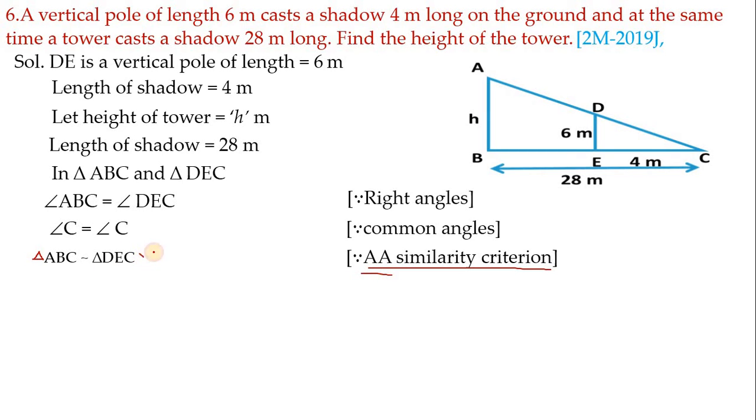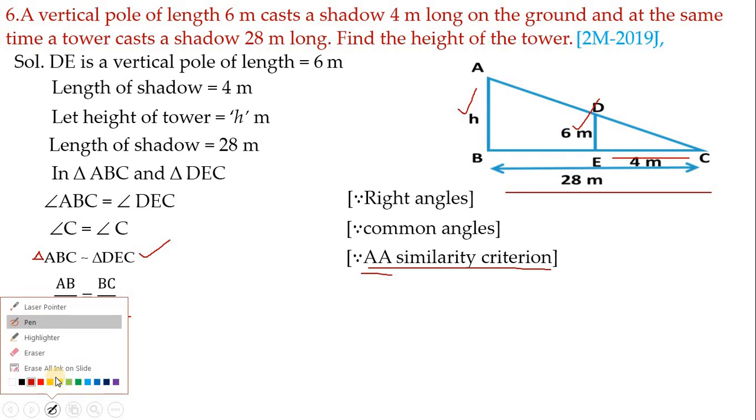When triangles are similar, all corresponding angles are equal and all corresponding sides are in the same ratio. Here there is no need of taking the corresponding angles. Take the corresponding sides which are helpful for us. That is AB by DE. Next, BC by EC. See this, AB by DE is equal to BC by EC.